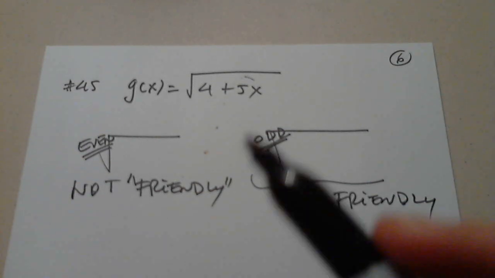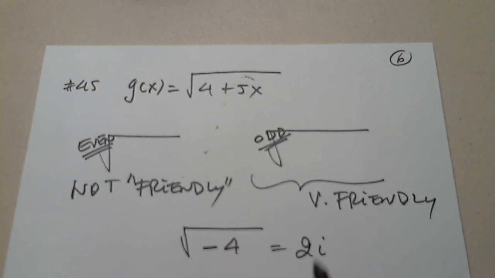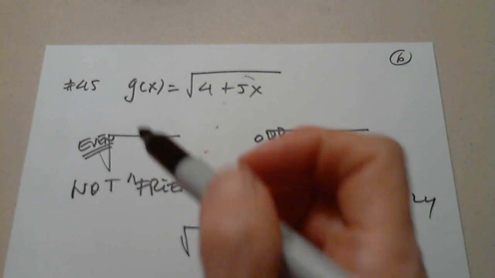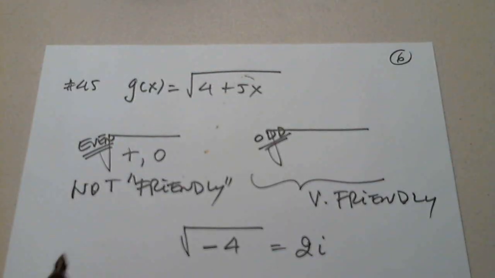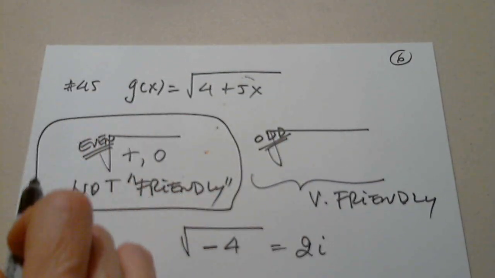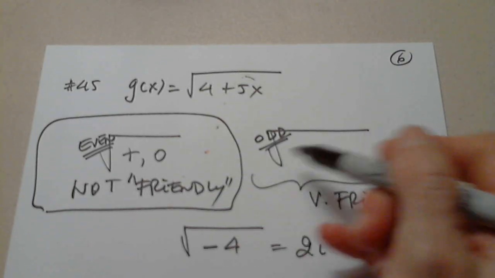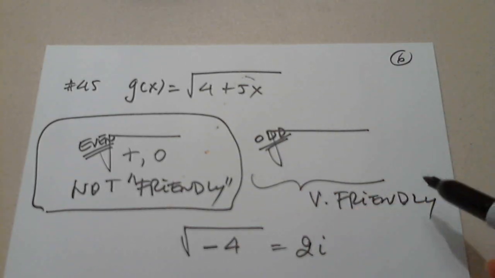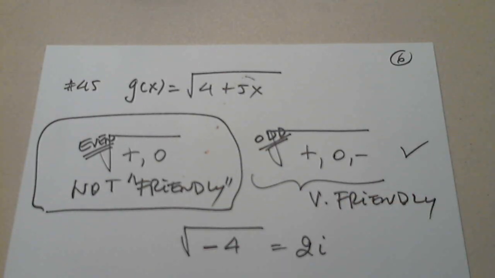Okay, so remember, when we take a square root of a negative number, the answer is an imaginary number. So the quantity under the square root has to be positive or 0. That's why I say it's not friendly, because I cannot put in anything I want. But in a radical with an odd index, anything goes. Positive, 0, and negative, everything goes. No question, no problem, no issues. Friendly, not friendly.